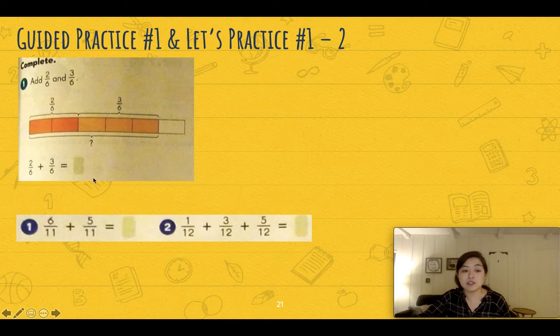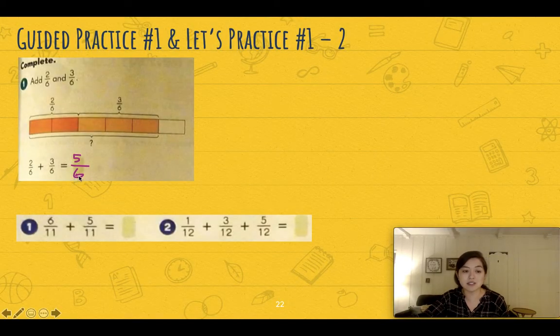Now, if we just want to use the addition method, we're going to keep our denominator 6 the same because these are my like fractions. And I'm going to add the numerators 2 and 3, which makes 5. So my denominator stays the same as 6, and I'm just adding my numerators 2 and 3. That makes 5, so my fraction is 5/6.